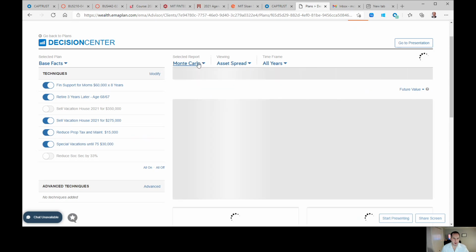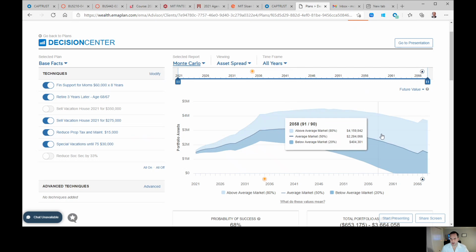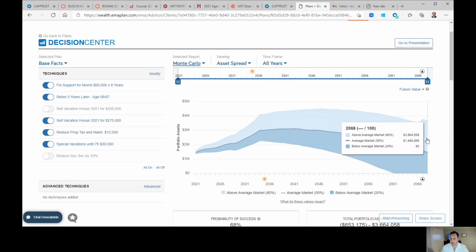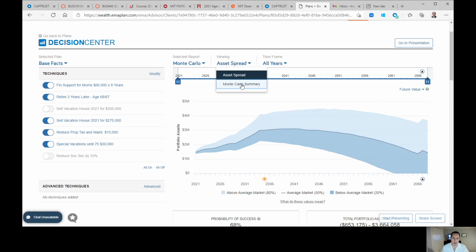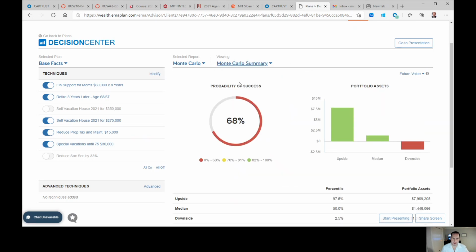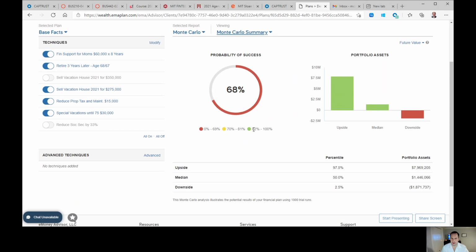I just pivoted here into the Monte Carlo report. It shows the variability in the outcomes in terms of one of these flow charts showing the average scenario versus the bottom and top 20% scenario. I like the Monte Carlo summary the best because it just is a good visual. It almost gives you a grade that you wouldn't like to get in school.